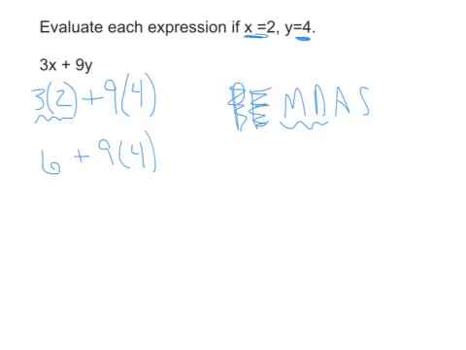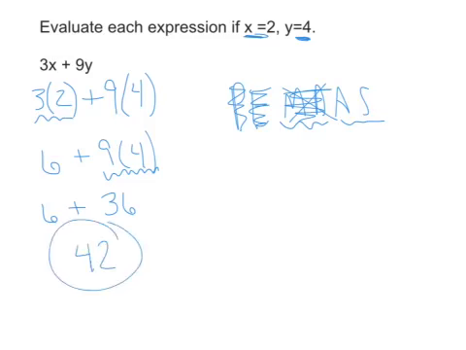Or we could have done this 9 times 4 in the same step. So we'll bring down the 6 plus 9 times 4 is 36. So that's all our multiplication. We don't have any division, so these are gone. And then we have addition and subtraction. Those are also left to right. So 6 plus 36 will give us 42.